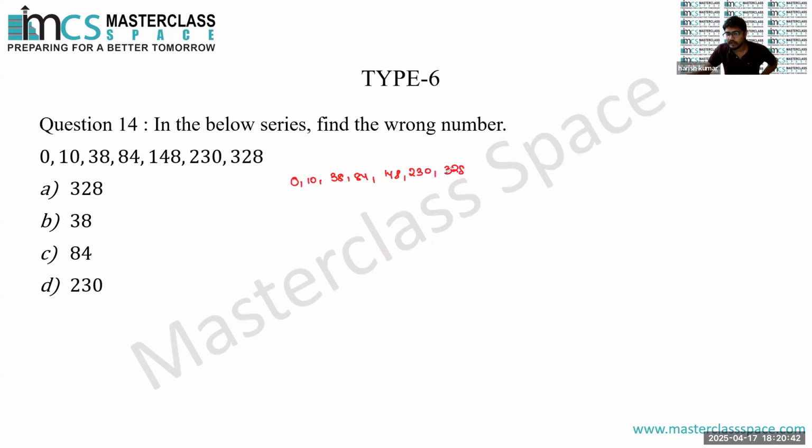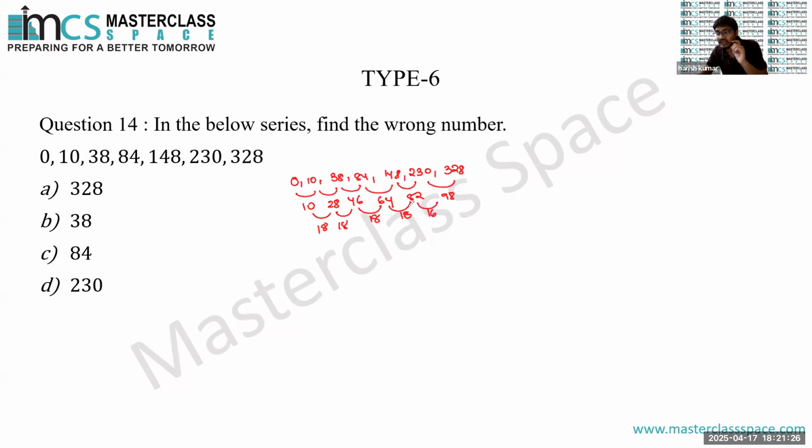30, 328, so the difference is 10. The difference is 28. The difference from 38 to 84 is 46, right? From here to here, the difference is 64, and from here to here, it is 82, and from here to here, it is 98. Okay. Now what is happening? If I come to the subsequent differences, the difference between 10 and 28 is 18. Between 28 and 46 is 18. 46 and 64 is also 18. 64 and 82 is also 18. But the difference between 82 and 98 is 16 only.